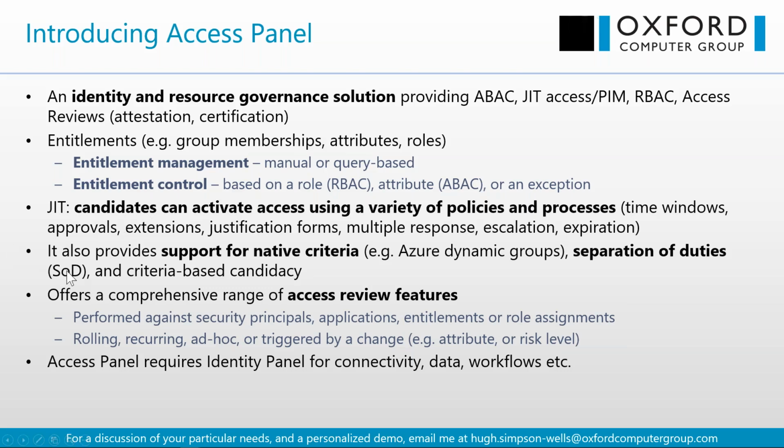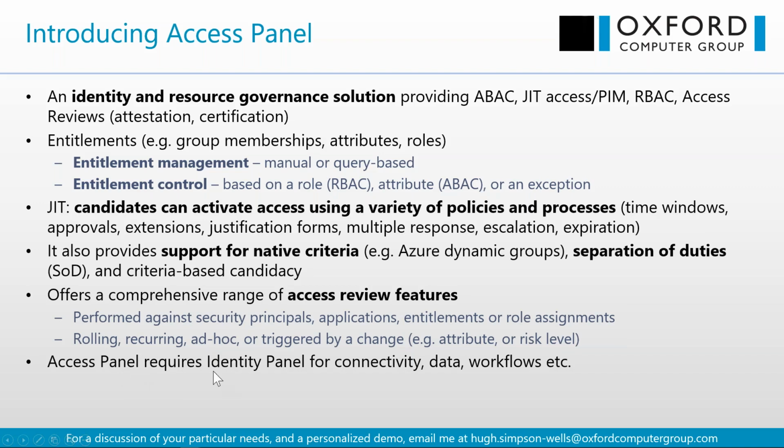Then there is the whole business of reviews. So we can have access reviews that are performed either against security principals, like users and groups, according to the applications that use them. We can do reviews of role assignments. I'll have more to say about that in a moment. And they can be rolling, continuous reviews. They can be recurring every quarter, every 6 months, whatever, ad hoc, just a one-off, or they can be triggered by a change. So if for example, we can put risk levels against roles, and a role were to move up a risk level, that could trigger an attestation.